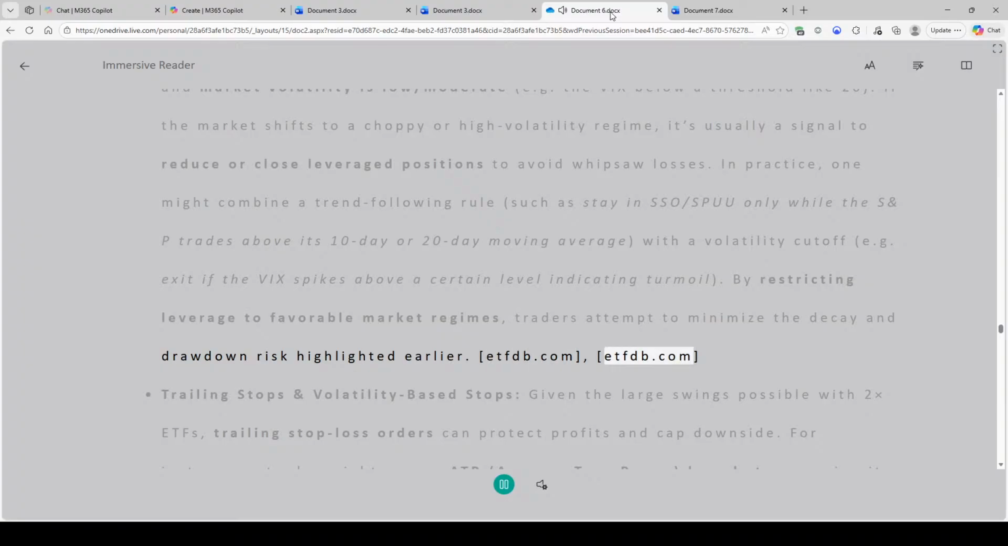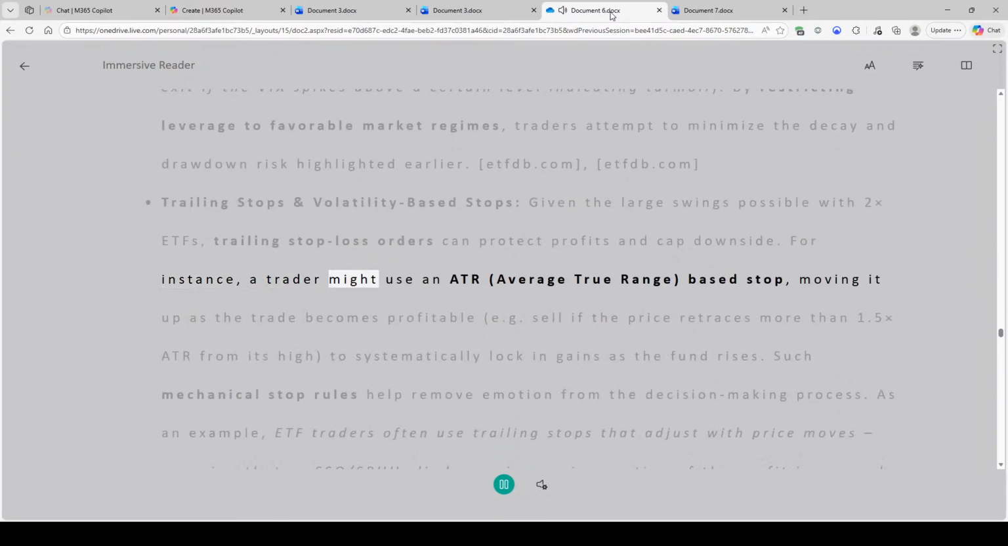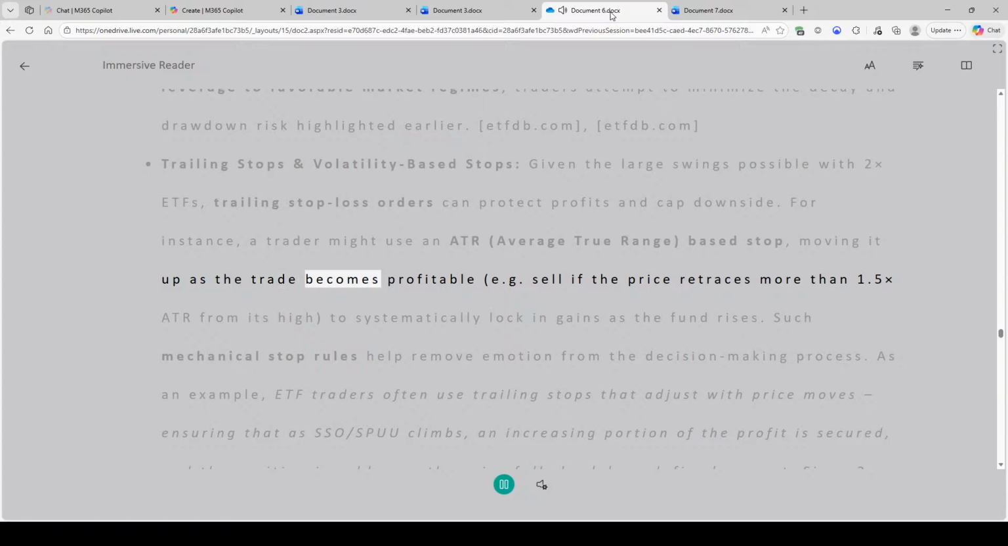Trailing stops and volatility-based stops. Given the large swings possible with 2x ETFs, trailing stop-loss orders can protect profits and cap downside. For instance, a trader might use an ATR, average true range, based stop, moving it up as the trade becomes profitable, e.g. sell if the price retraces more than 1.5 times ATR from its high, to systematically lock in gains as the fund rises. Such mechanical stop rules help remove emotion from the decision-making process.